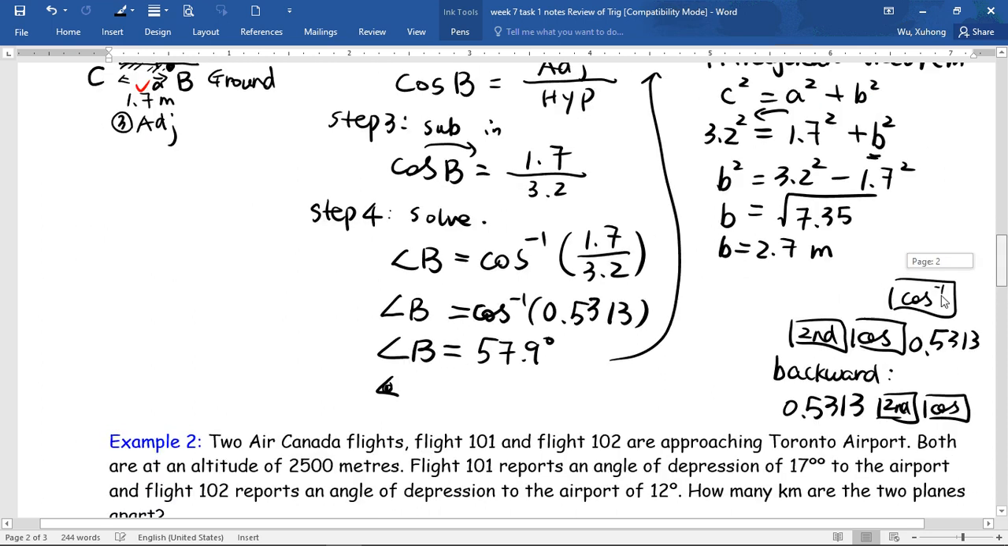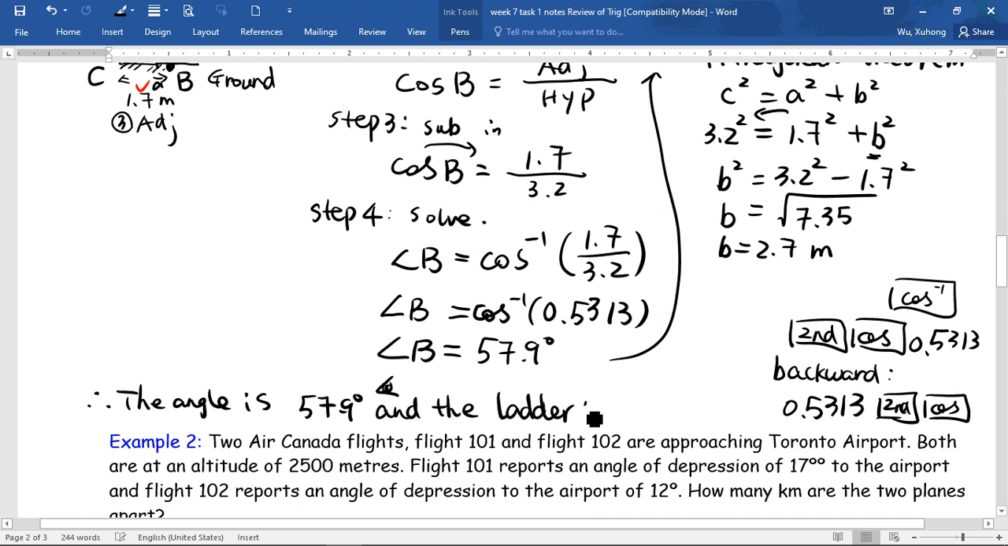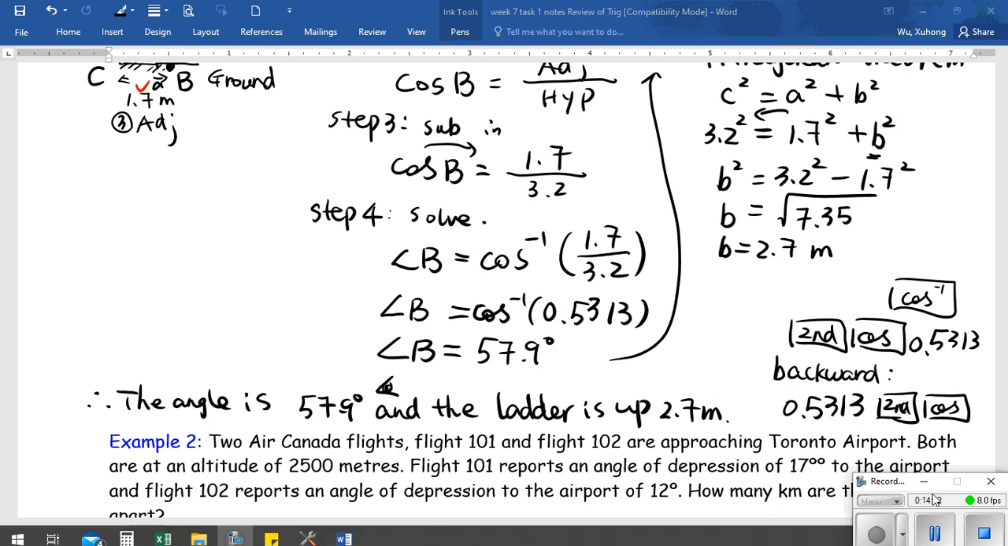Then we are going to write a statement. Therefore, the angle is 57.9 degrees and the ladder is up 2.7 meter on the wall. So this is how you do it. Okay. Then we are going to do the next question.